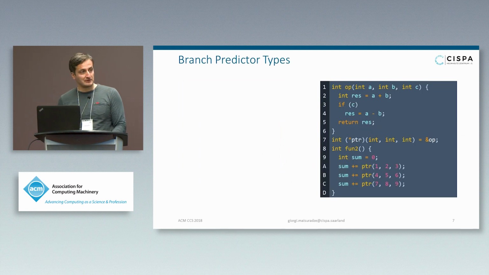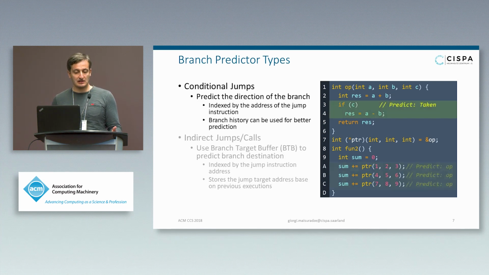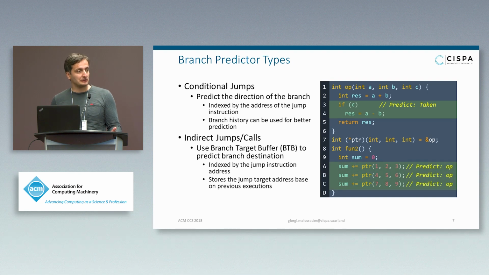Now, knowing how speculative execution works, one of the core components there is the branch predictor. And the type of branch predictor depends on the type of branch instruction. And in the previous research, we have seen conditional jumps and indirect jumps and calls that have been used. In our work, we will instead concentrate on return instructions.